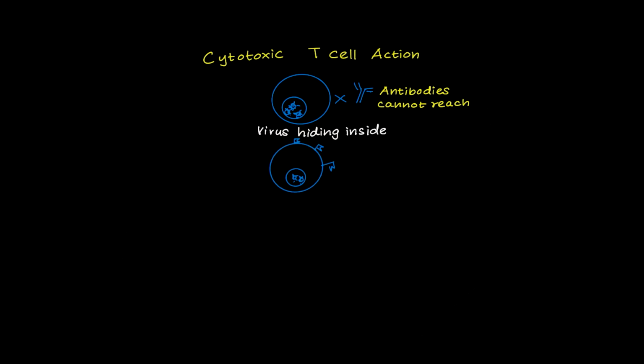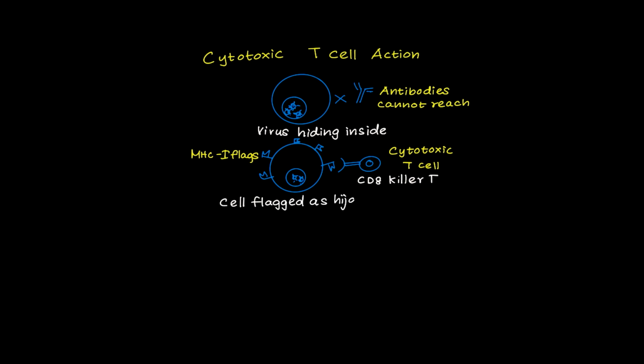That is where cytotoxic T cells, also called CD8 T cells or killer T cells, take over. Infected cells display fragments of viral protein on their surface through MHC class I markers. Cytotoxic T cells scan cells for these flags. When a CD8 T cell finds a match, it binds to the infected cell and releases perforin and granzymes.